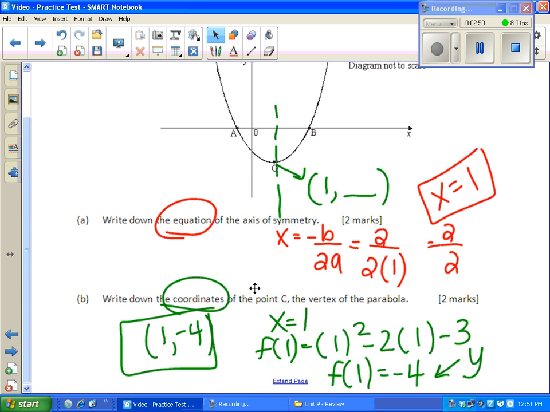Then write down the coordinates of point C. I know my axis of symmetry always goes through the vertex, so therefore my x value of the vertex has to be 1. So I simply substituted 1 into my original function to solve for y.